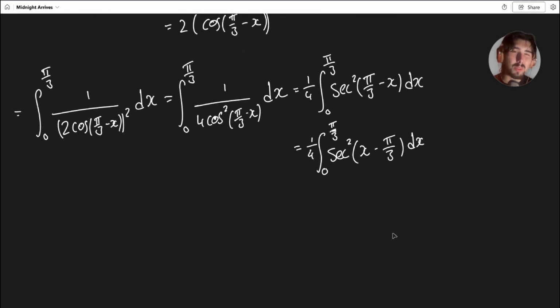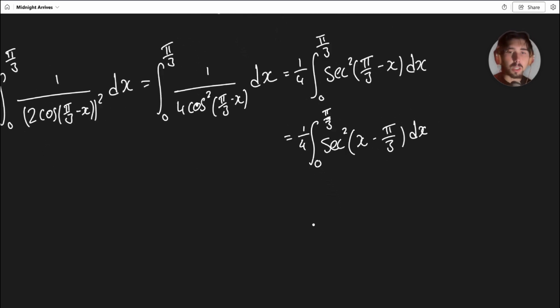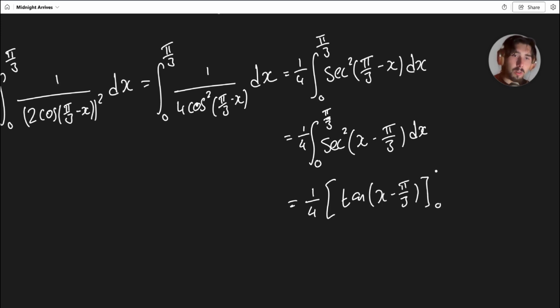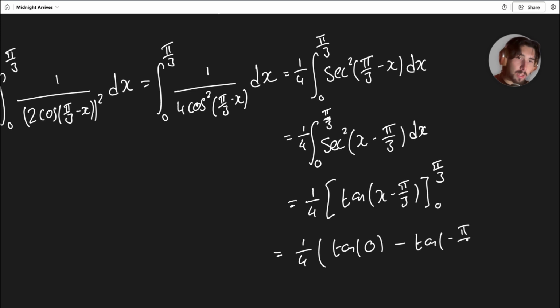The reason I'm doing this is because it makes the integral slightly easier to think about the chain rule and stuff. So I'm going to have a quarter. The integral of sec squared is tan. And remember, I've got to use the reverse chain rule here, but the derivative of the inside is now just the number 1, so nothing too interesting happens. And I just end up getting tan of x minus pi over 3 from 0 to pi over 3 like that. And then I can just keep going through. So I've got tan of basically 0 here because it's pi over 3 minus pi over 3, minus tan of minus pi over 3. And then this is just going to be 1/4.